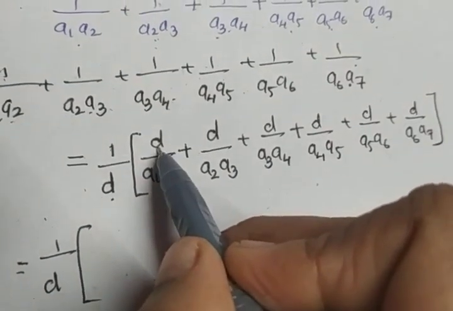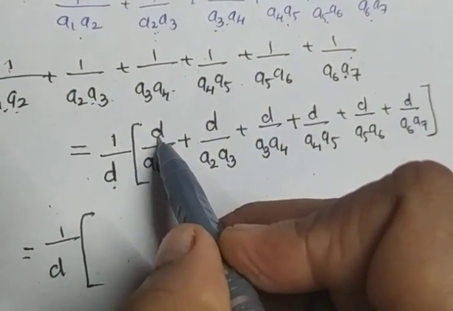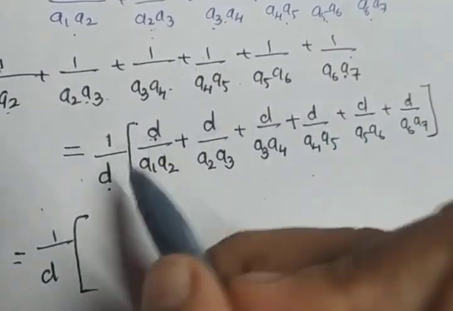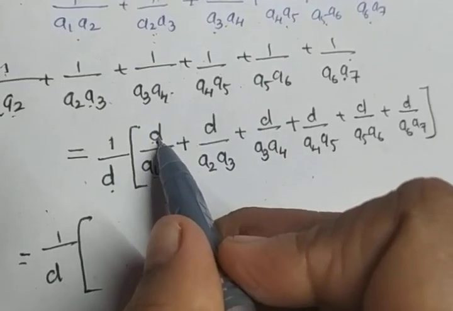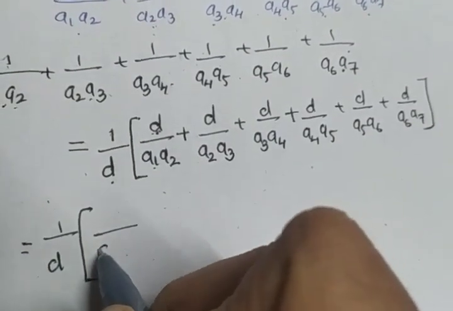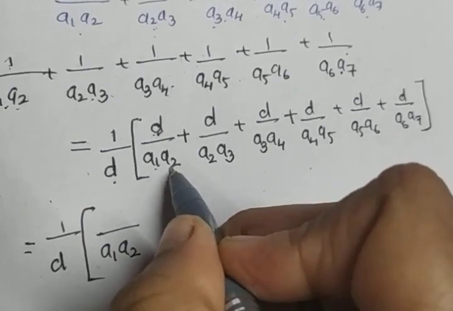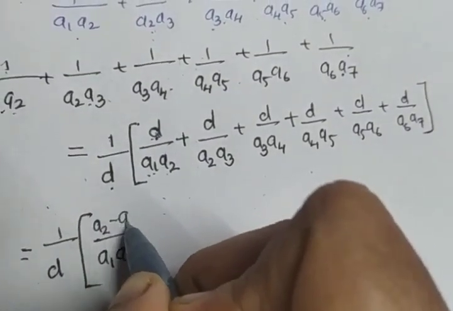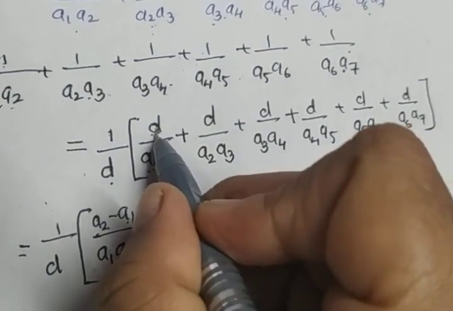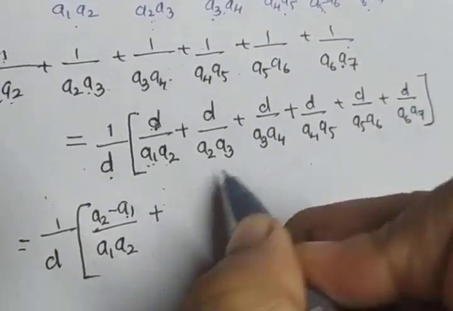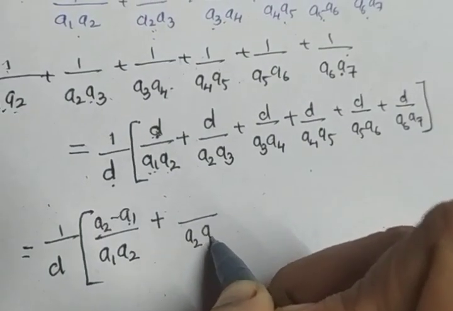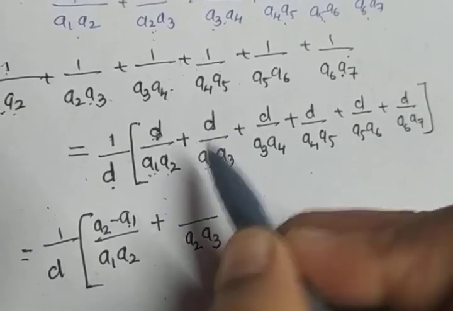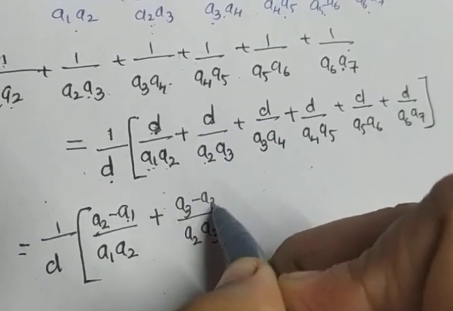What is D? D is the common difference. It can be second term minus first term, it can be third term minus second term, and so on. So rearrange D in such a way that the denominator matches with the D. In here the denominator is A1 A2. Can you connect A2 and A1 together with the D? So D can be written as A2 minus A1. Second term minus first term gives you the value of D. Plus, in the second case the denominator is A2 A3, isn't it? So how will we write this D? We will express D as third term minus second term, that is A3 minus A2.